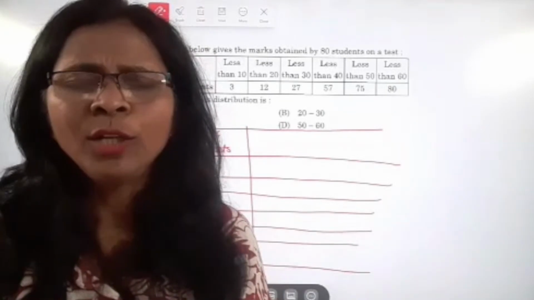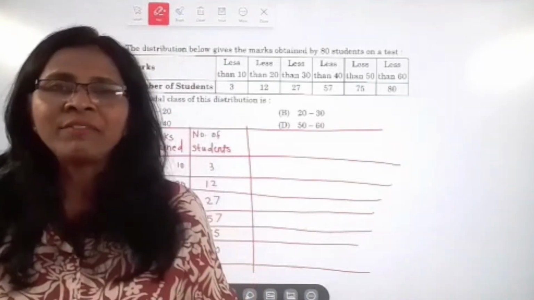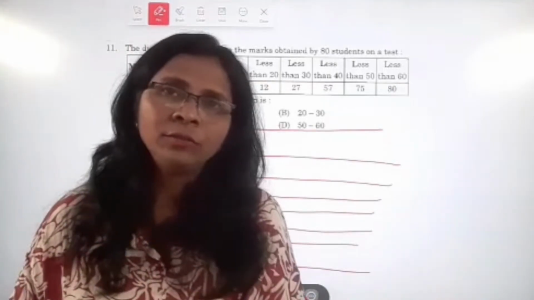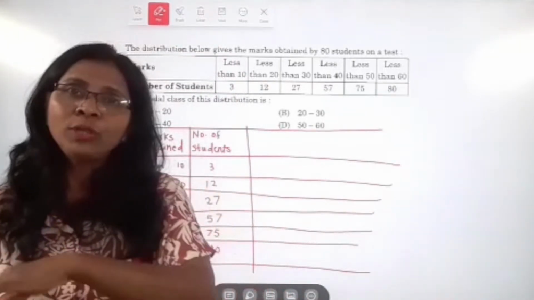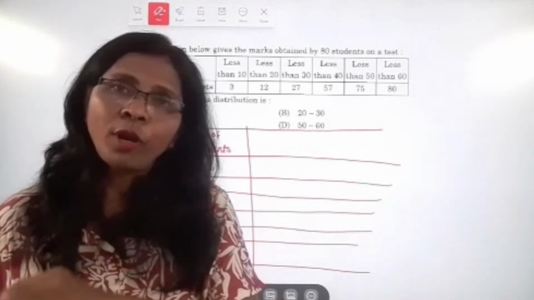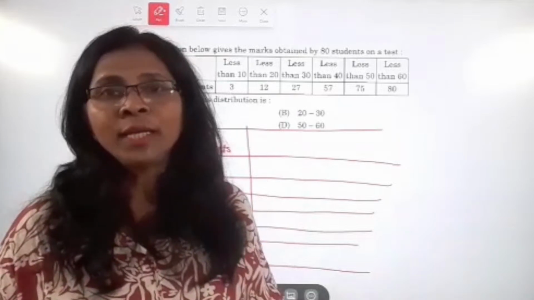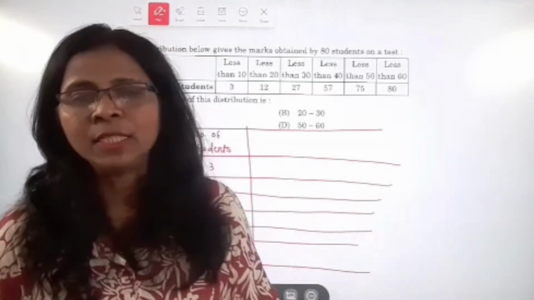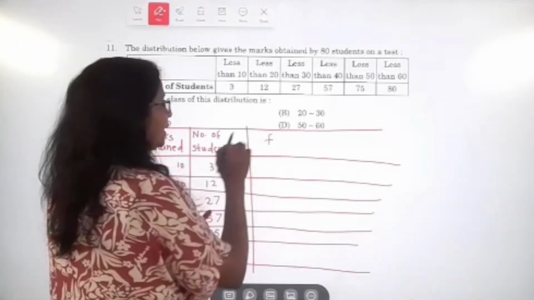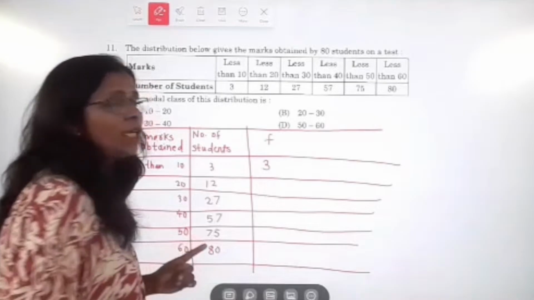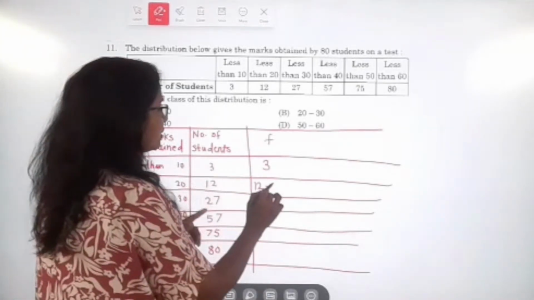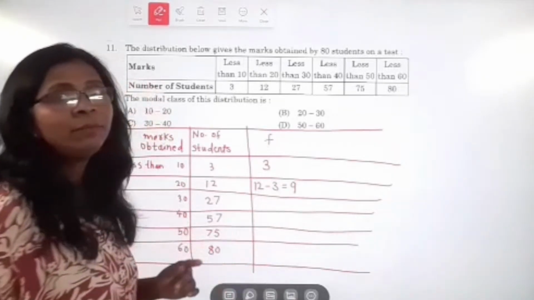To calculate the cumulative frequency, we add up the frequencies one by one in the next classes. But now we have to go from cumulative frequency to frequency, so we subtract each frequency. The first frequency we write down as it is, that is 3. The next one is 12 minus 3, and that will be 9.